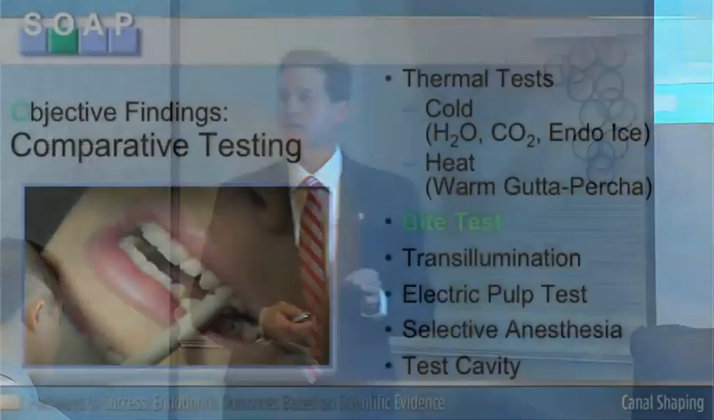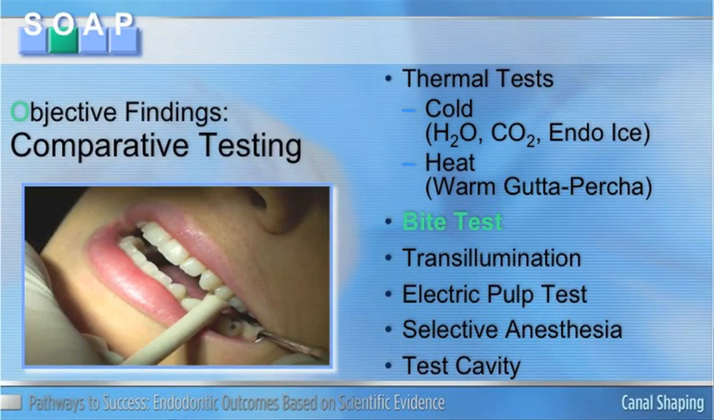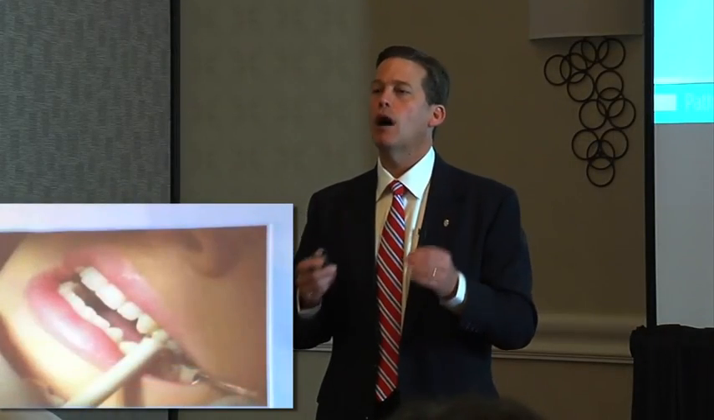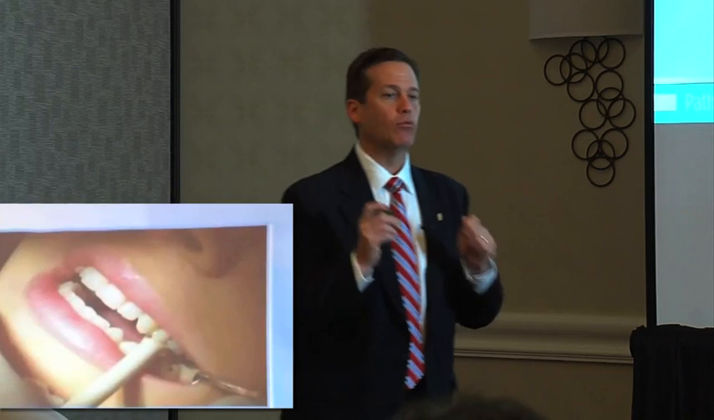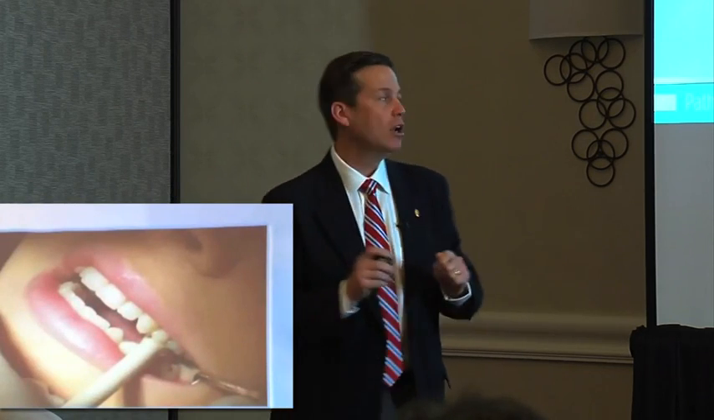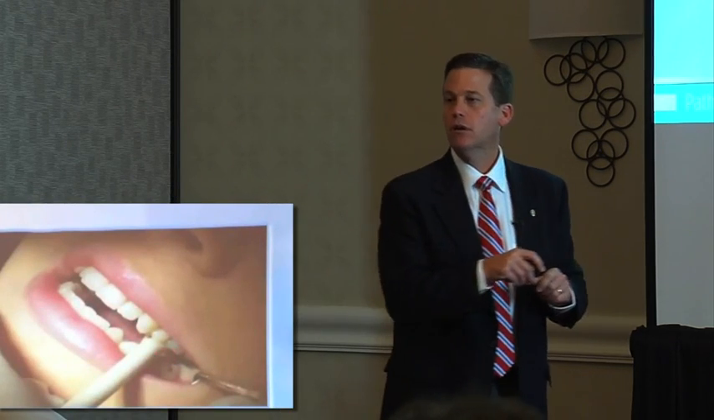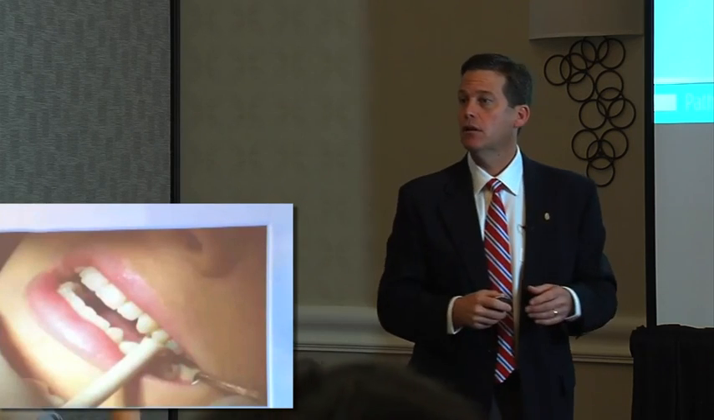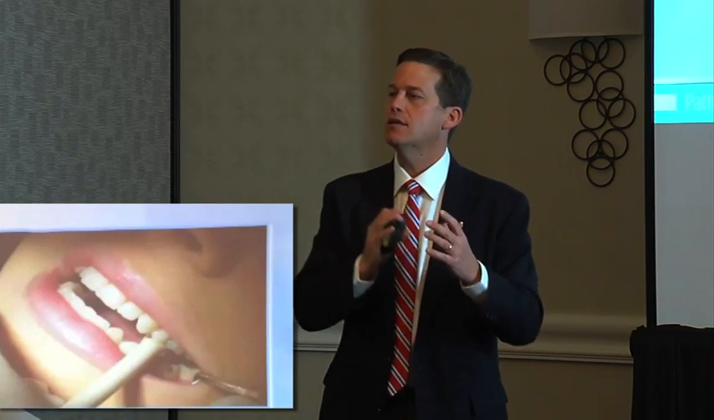Next, bite test. Extremely important. The only problem is people continue to use saliva ejectors and moistened cotton rolls. Here's the problem. When you use a cotton roll or a saliva ejector, you are distributing the force across the entire occlusal table and sometimes multiple teeth. The key here is how do we isolate?